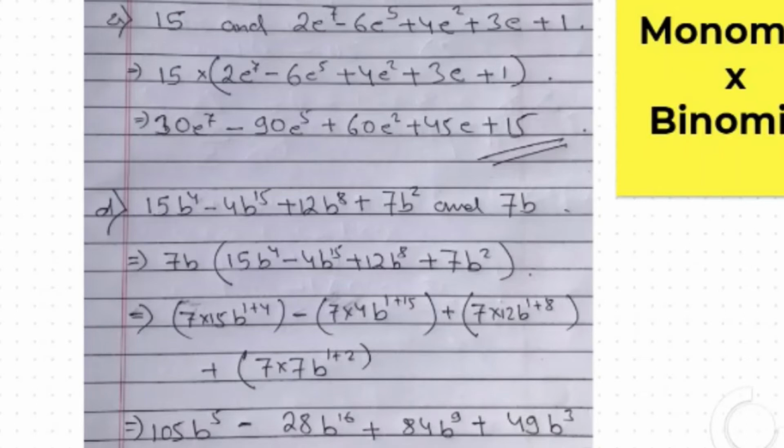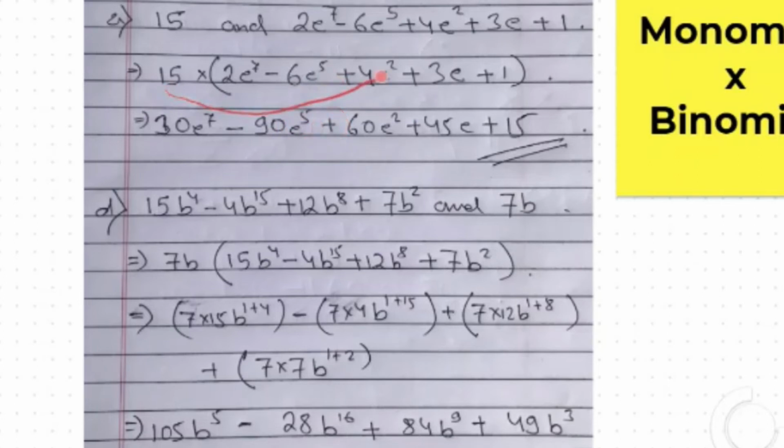Like what I want to say is that 15 into 2 is 30, then e to the power of 7 comes here, then minus is minus. Here I am not multiplying the sign because by default the sign is plus here. So whenever you multiply plus with any number, you will get the same sign. So then 15 into 6 is 90, and e to the power of 5 is written as it is. Then here is a plus sign, so I write plus.